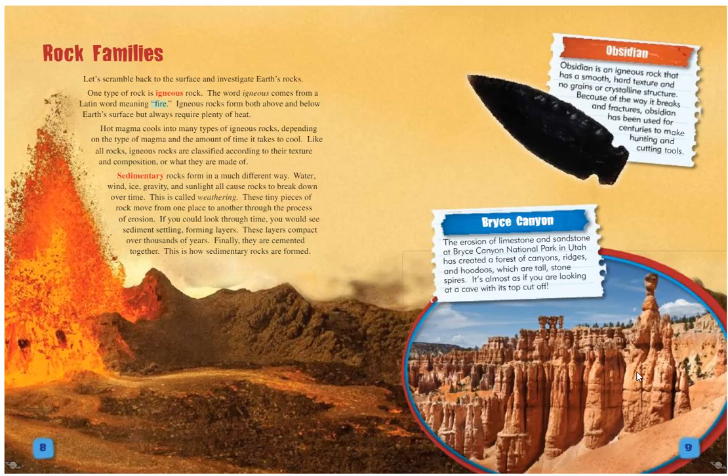And Bryce Canyon in Utah is a pretty good example of sedimentary rocks, that being rocks that are formed by layers of sediment stacking on top of each other and then getting compacted and cemented together over time. You can see the layers in the rock there at the canyon. The erosion of limestone and sandstone at Bryce Canyon National Park in Utah has created a forest of canyons, ridges, and hoodoos, that's those things, which are tall stone spires. It's almost as if you're looking at a cave with its top cut off.